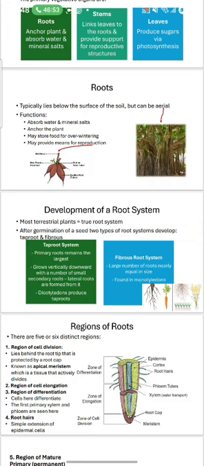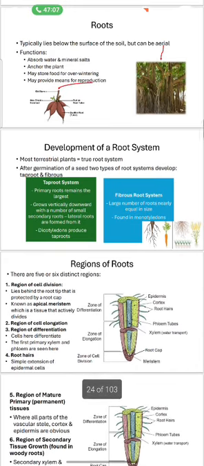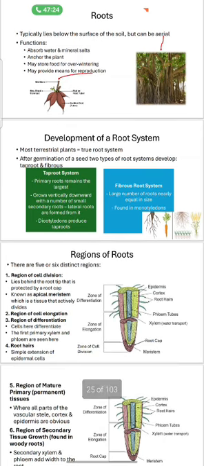Most terrestrial plants have a true root system. After germination of seed, two types of root systems develop: taproot and fibrous. In taproot systems, the primary root remains the largest and grows vertically downward, with a number of small secondary roots. Lateral roots are formed from it. Dicotyledons produce taproots. Fibrous root system has a large number of roots nearly equal in size and is found in monocotyledons.